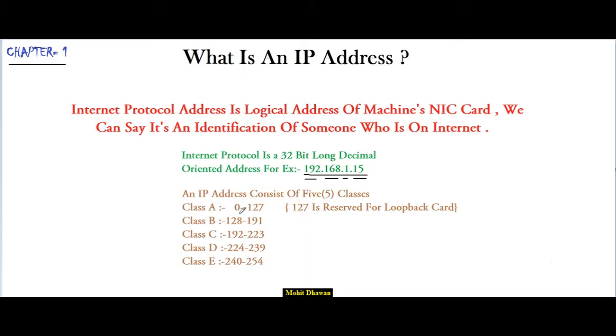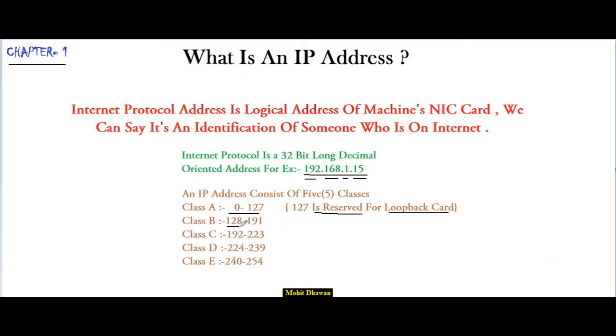In class A, the network range is 0 to 127. 127 is reserved for the loopback address, so we cannot use it. Whenever you give your NIC card the address of 127, it will not pick it up because it is a reserved IP. So in class A there is 0 to 126, but I have told you that 127 is reserved, still we count 127 in class A only.